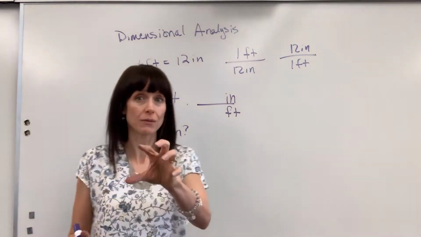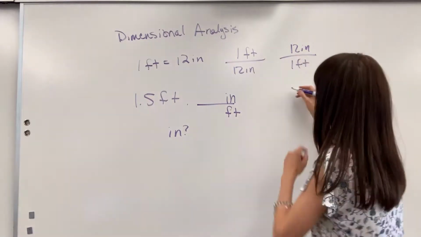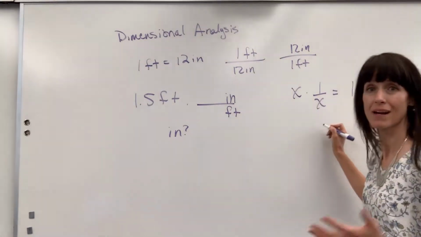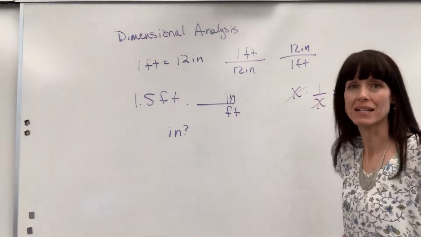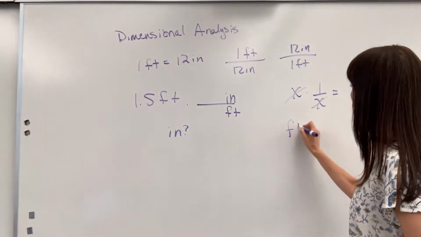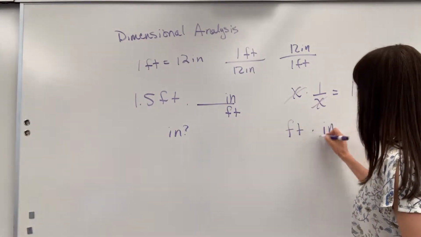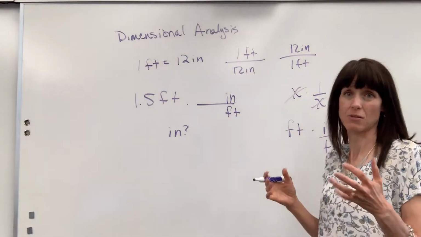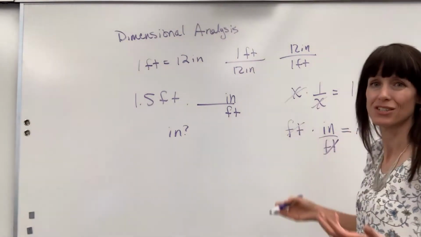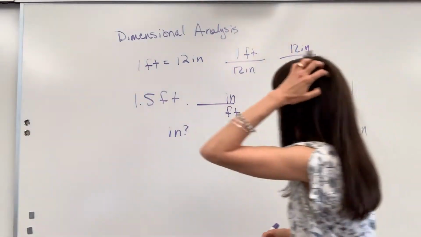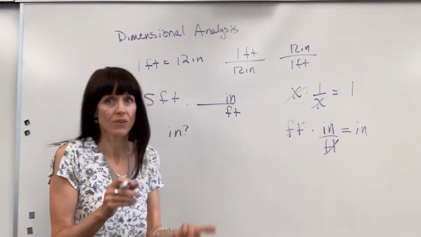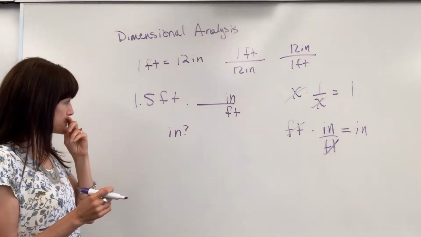Now let me step aside and review the algebra with you really quick. If I had x times 1 over x, that just equals 1 because the x's cancel. It's the very same thing here. If I do feet times inches over feet, so just looking at the units, check it out. Feet cancel, and I'm left with inches. That's what I want. So once we have the units, and by the way, I always write the units first. Always write those units first.